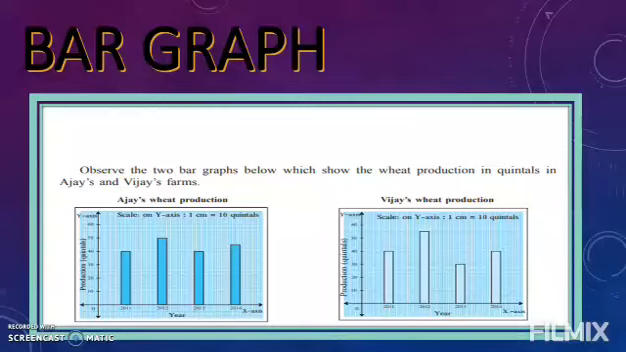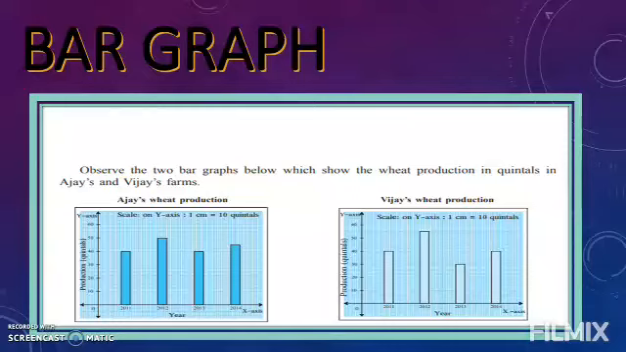On x-axis, years are mentioned, that is 2011, 2012, 2013, 2014. And on y-axis, production in quintals is given, that is 10 quintals, 20 quintals, 30 quintals and so on. Ajay's wheat production in 2011 is shown 40 quintals. In 2012, it's 50 quintals. In 2013, it's 40 quintals. And in 2014, it is 45 quintals.